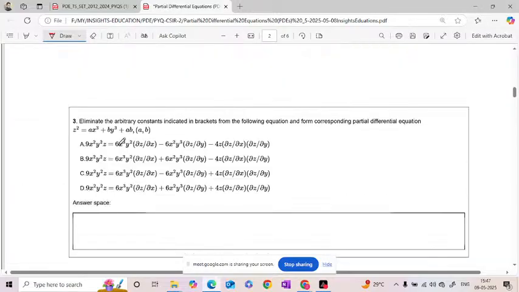Now come to the next problem. Now eliminate the arbitrary constants. Eliminate the arbitrary constants a and b. Now z square is equal to ax cube plus by cube plus ab. Which of the following is the correct? Option D, sure. Now we'll check.